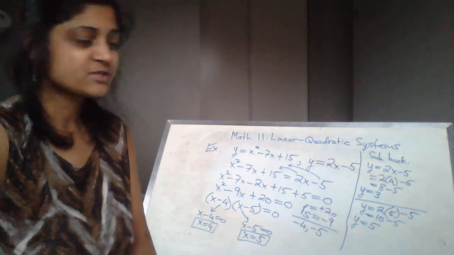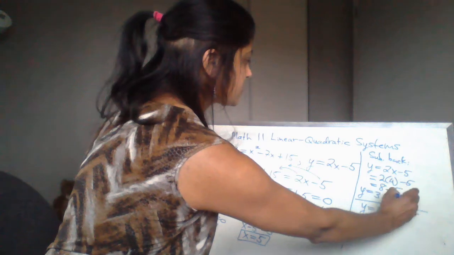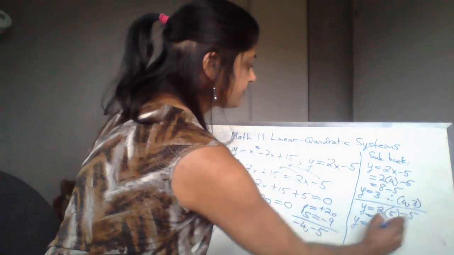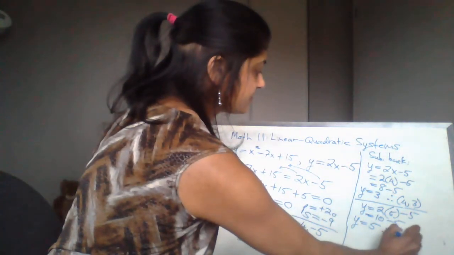So we have 2 points of intersection. I'm going to write it right here. Therefore, the first point of intersection is (4, 3), and the second point of intersection here is going to be (5, 5). Everyone see that?